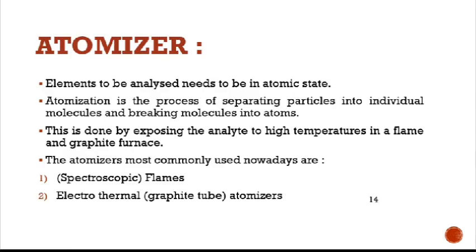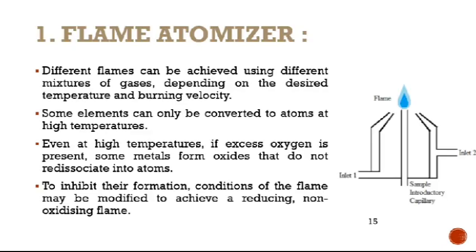The second part is the atomizer. Elements to be analyzed need to be in an atomic state. Atomization is the process of separating particles into individual molecules and breaking molecules into atoms. This is done by exposing the analyte to high temperatures in a flame or graphite furnace. The atomizers most commonly used nowadays are the spectroscopic flame, and the second is electrothermal, that is the graphite tube atomizer. We will see them one by one. The first one is the flame atomizer.